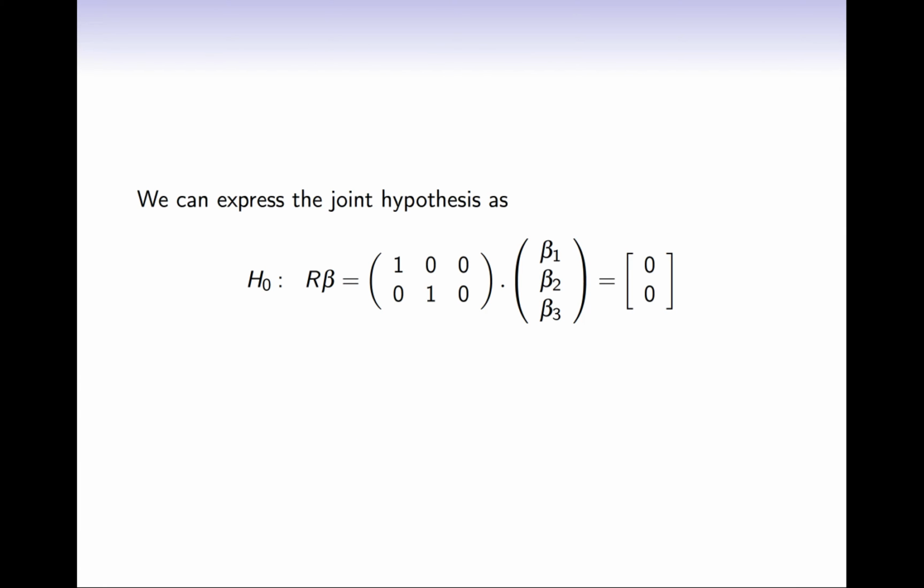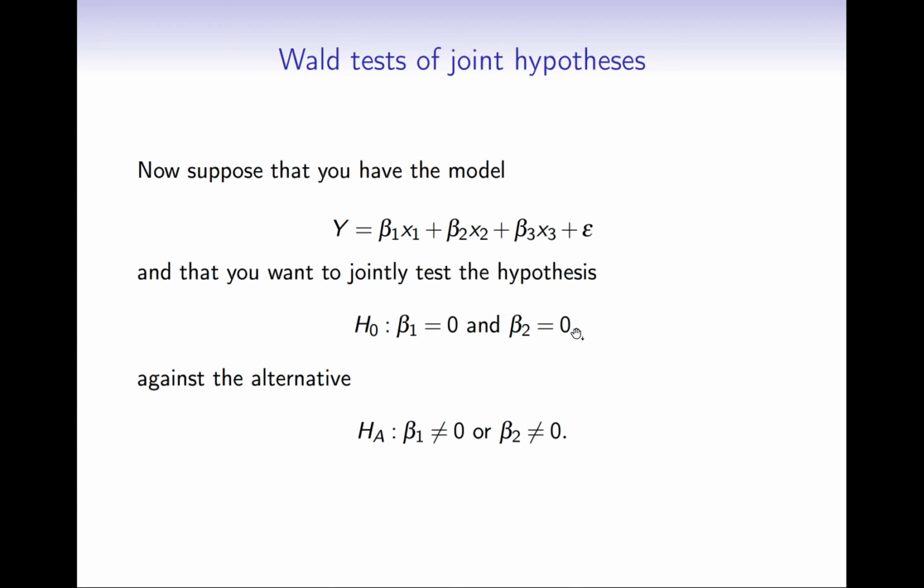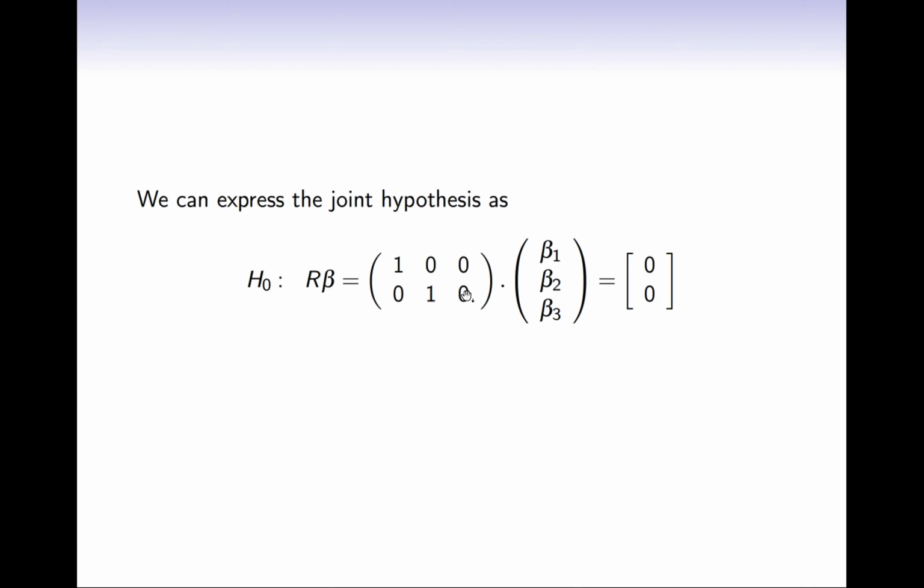So you can express the joint hypothesis in this way. Note that the first row just multiplies by beta 1, so that's beta 1 equal to 0. And the second row is beta 2 equal to 0. That was the hypothesis we want to test. And we're not saying anything about beta 3. If we wanted, we could add on something about beta 3, like beta 3 equal 3 or something. But here we're only testing hypotheses about beta 1 and beta 2, so beta 3 we're just ignoring here.